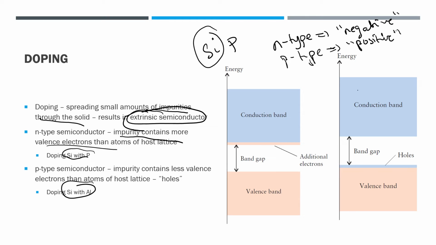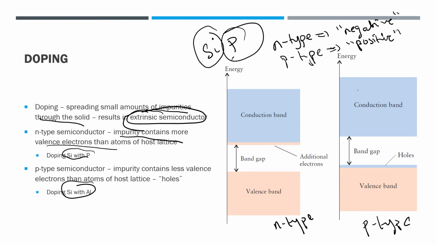But what is going to be different is how much I fill the bands, because if I add phosphorus, I'm adding more electrons than I had before. So my energy levels of the bands are going to look the same, but the amount I fill them is not going to be the same. If we look on this left diagram, we have an N-type semiconductor, and on the right diagram, we have a P-type.